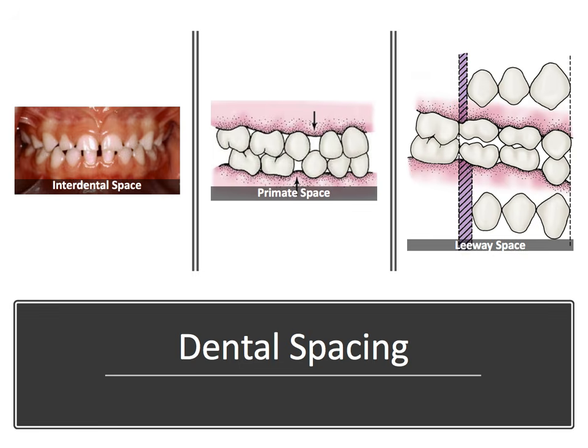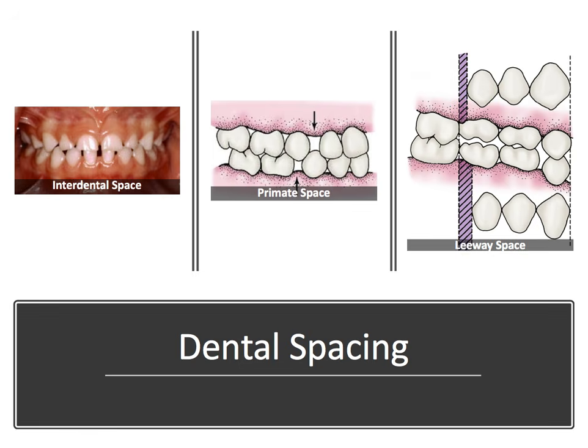The primate spaces are between the primary maxillary lateral and the primary maxillary canine, and then on the bottom it's between the primary mandibular canine and the primary first molar.